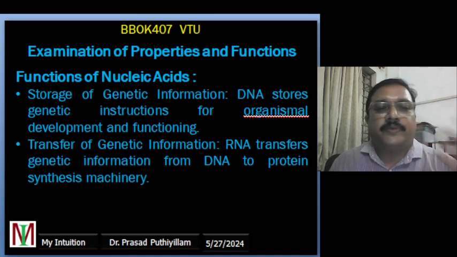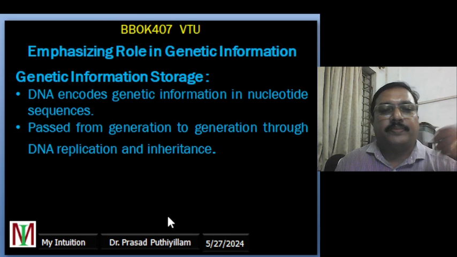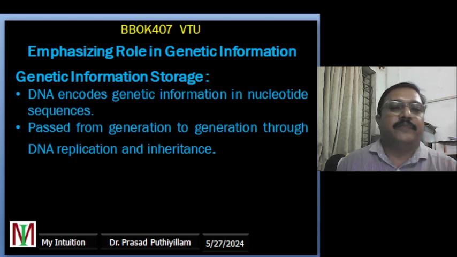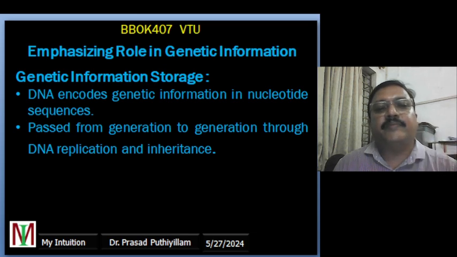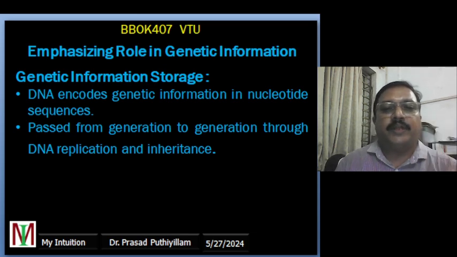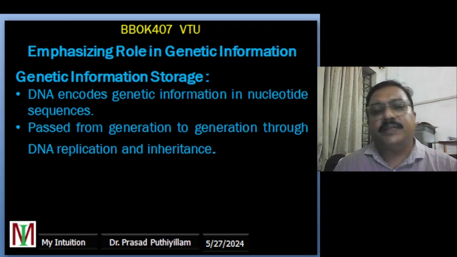Now, emphasizing the role in genetic information storage. DNA stores the genetic information in the form of a linear sequence of nucleotides. The sequence of nucleotides encodes the instructions for synthesizing proteins and controlling cellular processes. The genetic information is passed from parents to the next generation, the offspring, through DNA replication and inheritance.